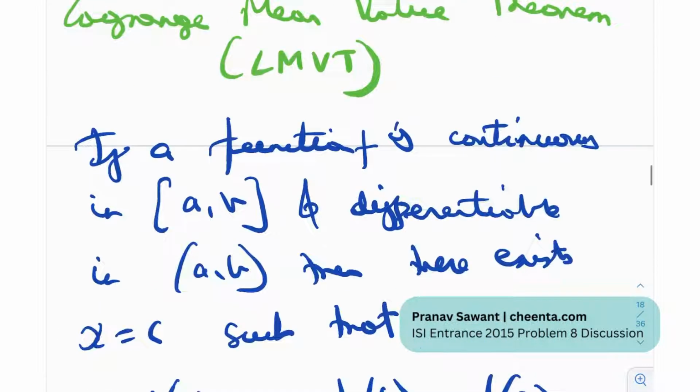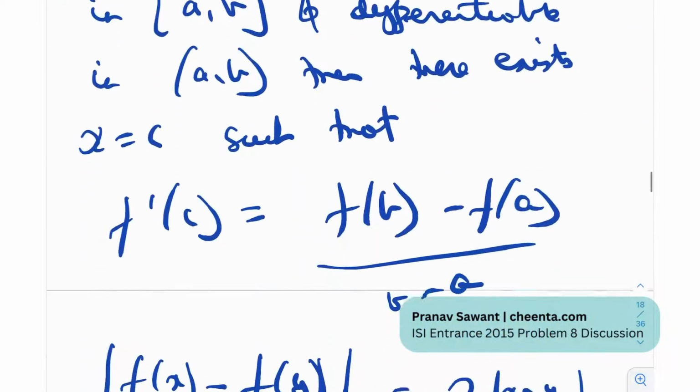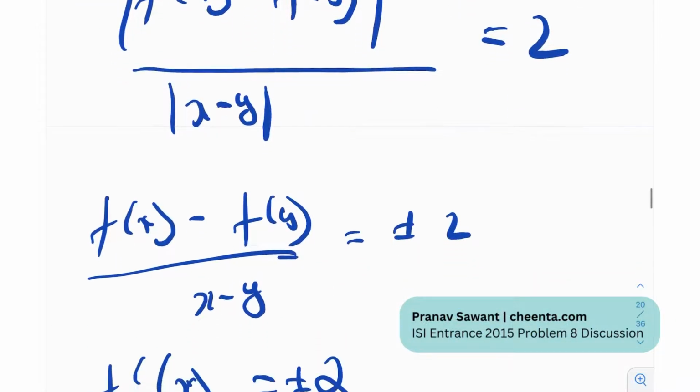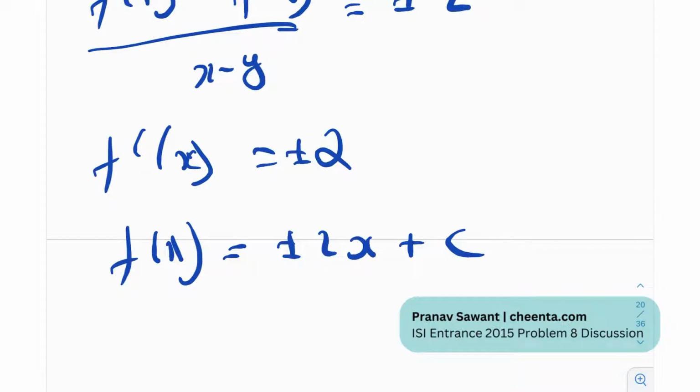From the earlier formal solution, which is the correct solution, of course, we also got f of x equal to plus or minus 2x plus c. So could you have done this in the exam? This seems a lot simpler. When you look at this question, the first thing that comes to mind is Lagrange mean value theorem. Literally, that's probably one of the first things that clicks in your mind if you study calculus.